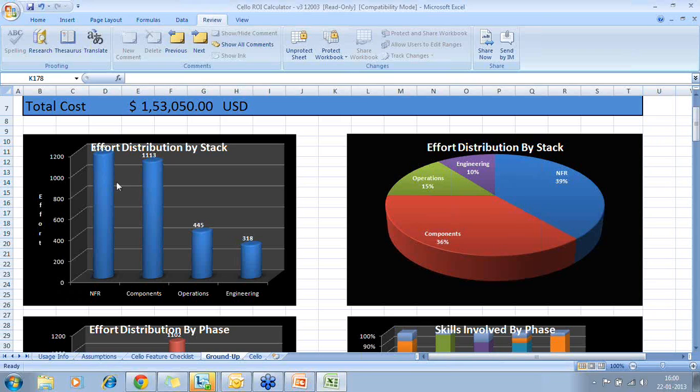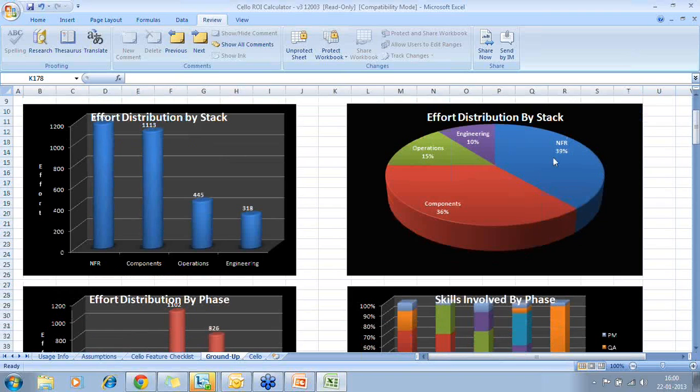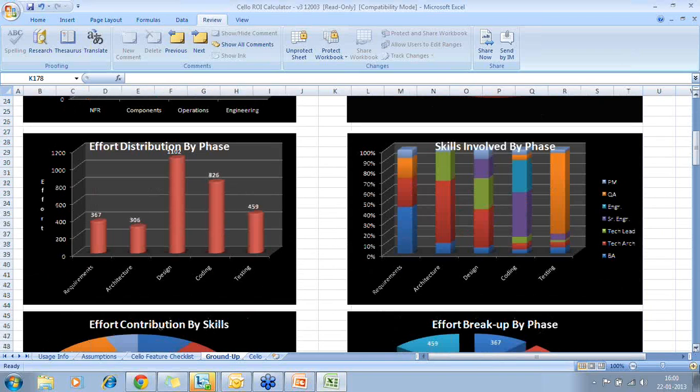For example, this one gives you the effort distribution by the layers. So we saw NFR, we saw components, operations, right? So it gives you a breakup by these 4 layers. Similarly, the effort distribution, where does your effort get in? So 39% of effort has to be spent on building your NFR stack, 36% on your components, and so on. This is the same by phase, and then the skills involved by phase.